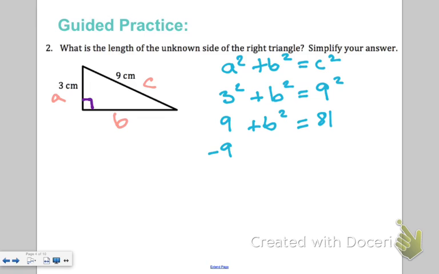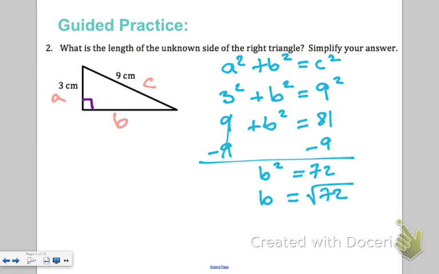So we're going to have to use inverse operations here to get the variable that we want to solve for by itself on one side of the equal sign. 81 minus 9 is 72. Okay, so now if we take the square root of both sides, the square root of b squared is b, and the square root of 72.